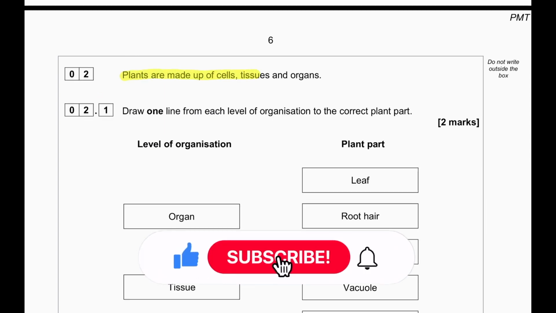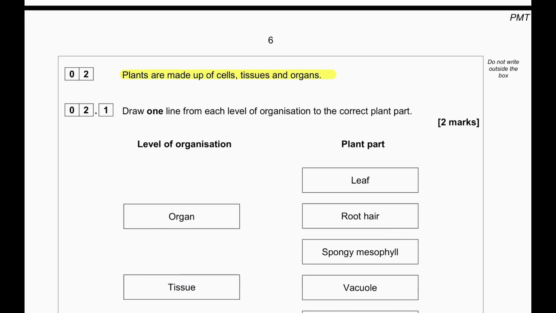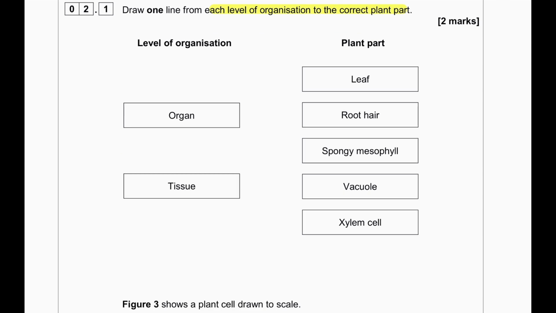Plants are made up of cells, tissues, and organs. We have to draw one line from each level of organization to the correct plant part. Now, when it says organ, we know that a leaf consists of many different types of tissue that are stacked together to produce an organ. When many different types of tissues are put together, they produce an organ.